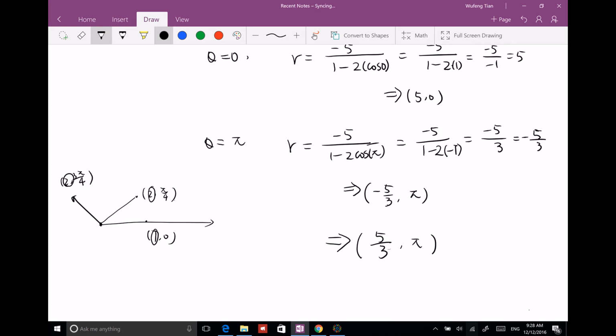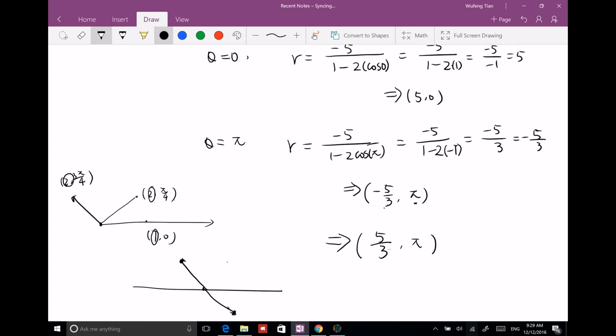How do I do with the angle? Since you change the side, for example, the point is here, you change the point to here. You change the negative into positive, you switch to the opposite side. Then you have to do something on the angle to reverse it back.